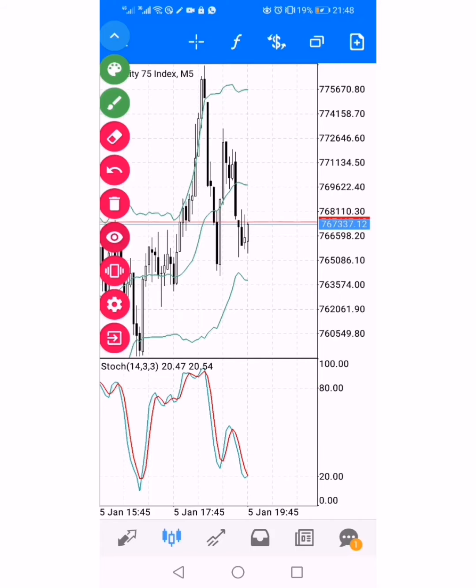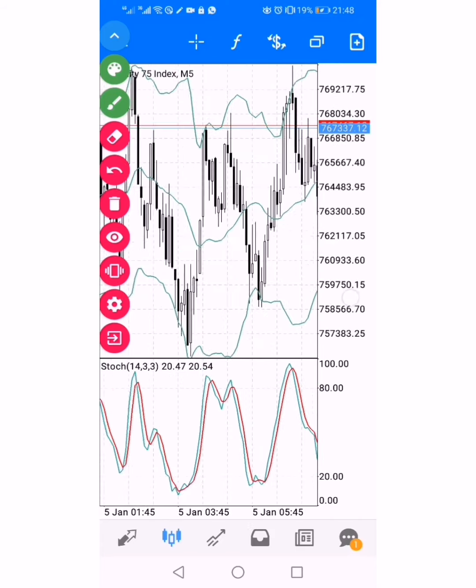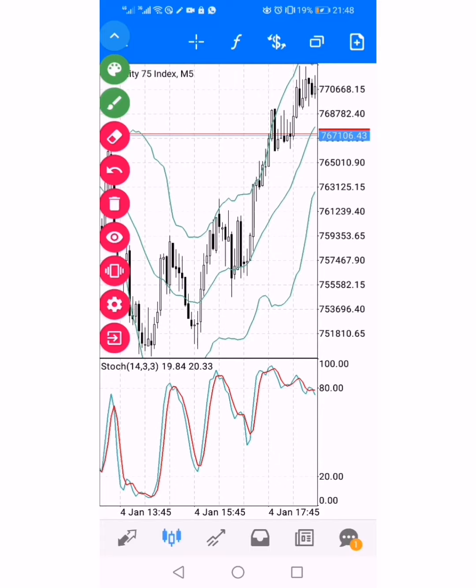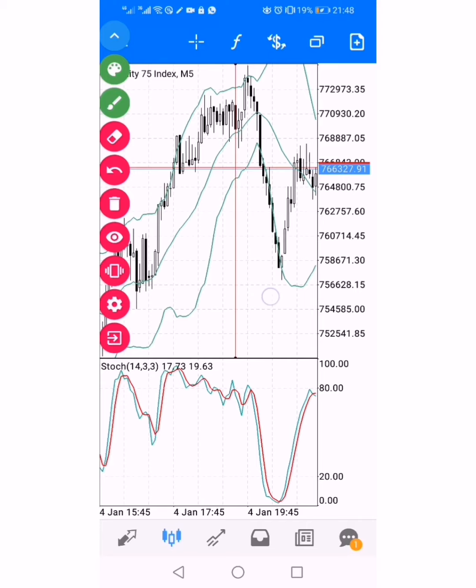All right, so let's go back and see examples of what previous data did. Let us start here on the 4th of January 2022, and let's see what would have happened. As you can see here, price was literally over the 80 area, and if you check above, we are actually at the resistance of the Bollinger Band. There we go. Then look at what happened after that. So this was a sell signal.